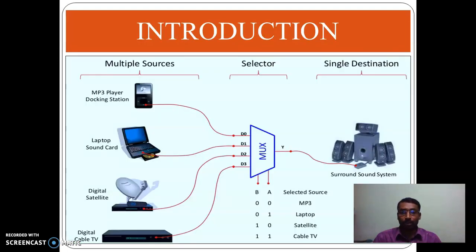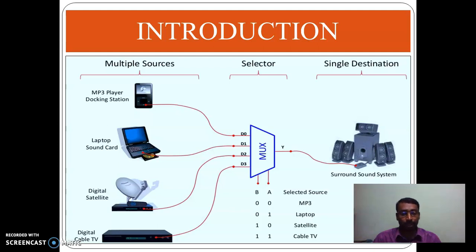Now we go to the introduction part. A multiplexer is nothing but many inputs fed to your multiplexer. With the help of select inputs, it will select which input is fed to the output. For example, take multiple input sources: MP3 player, logging systems, laptop sound cards, digital satellite, and then digital cable TV. There are 4 input lines fed to your multiplexer with the help of select inputs 0 0, 0 1, 1 0, 1 1.